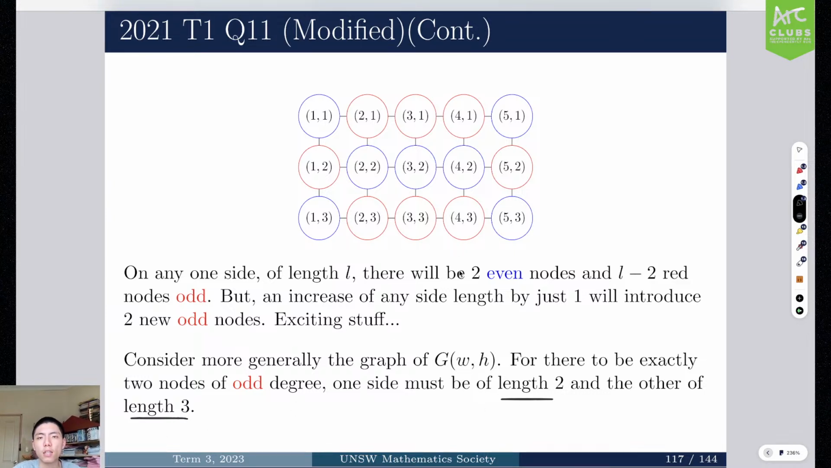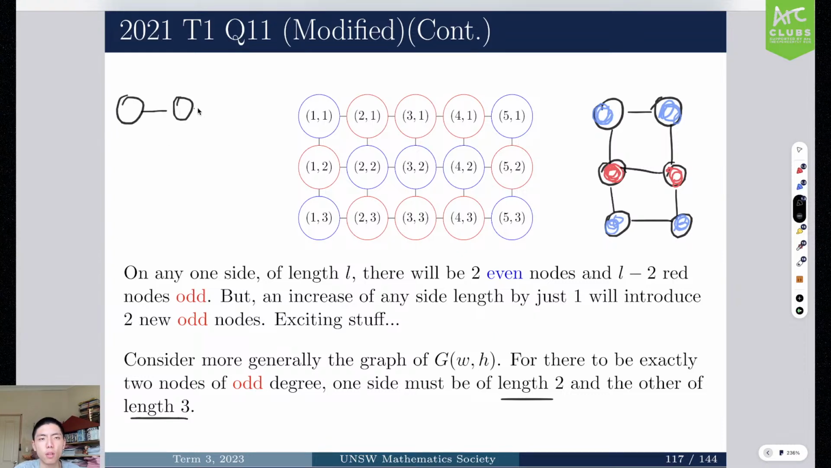So the rationale behind this is because if we have something that looks like this, right, everything else is blue except for these 2, right? So the corner pieces are always blue, and the red ones are the only ones that are going to be the odd degree, right? So if we were to stretch this out in any way, then we would be introducing further red nodes along the top edge and the bottom edge. The other case that this would work is if we had it 3 by 2 like this.